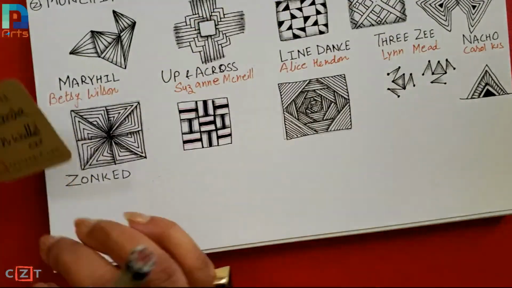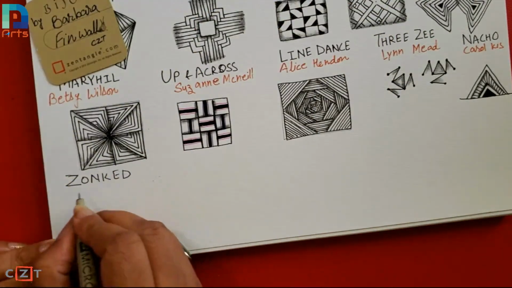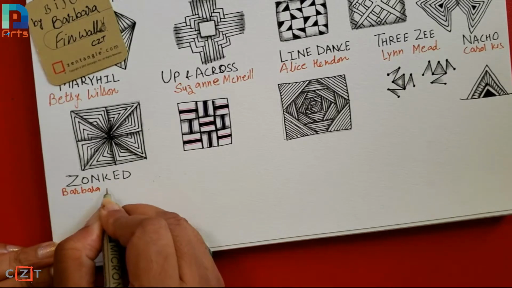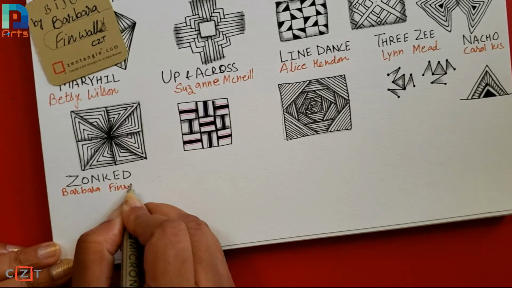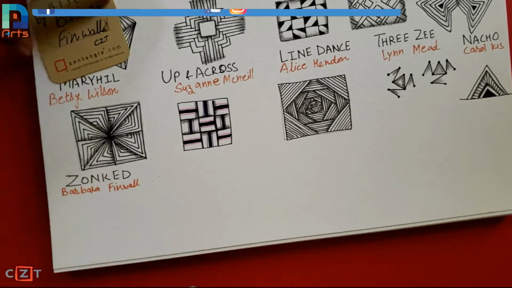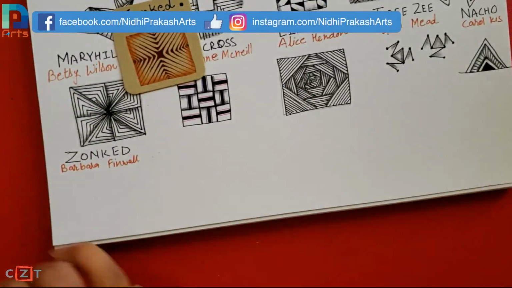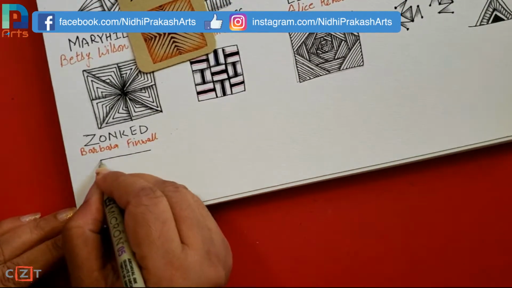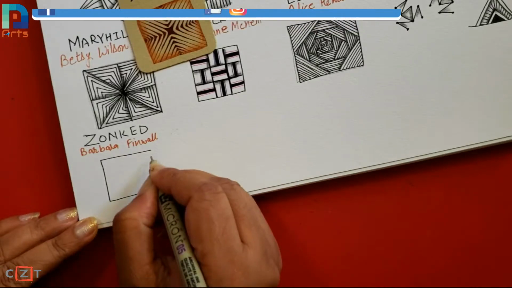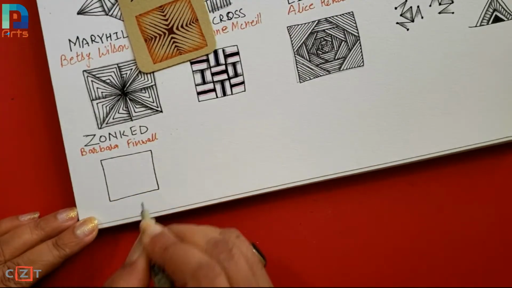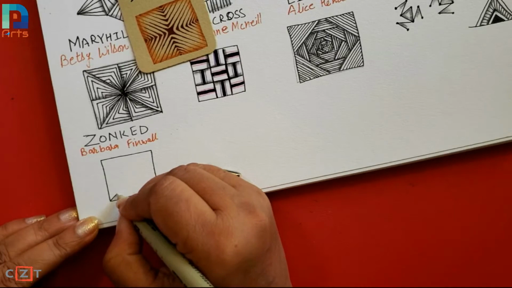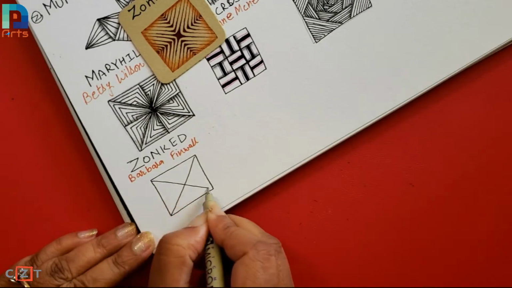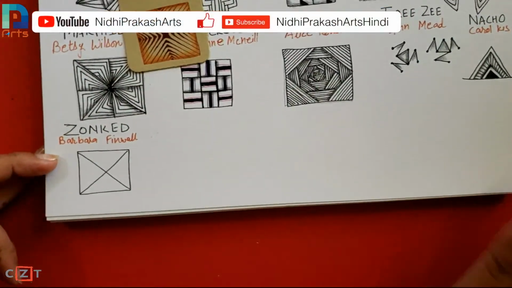This tangle has been deconstructed by Barbara Finwall. CZT. And how you draw that? So suppose this is my box here, and you draw the cross, the diagonal lines.